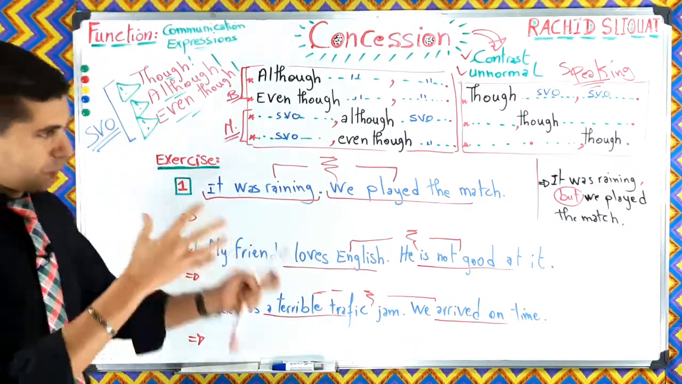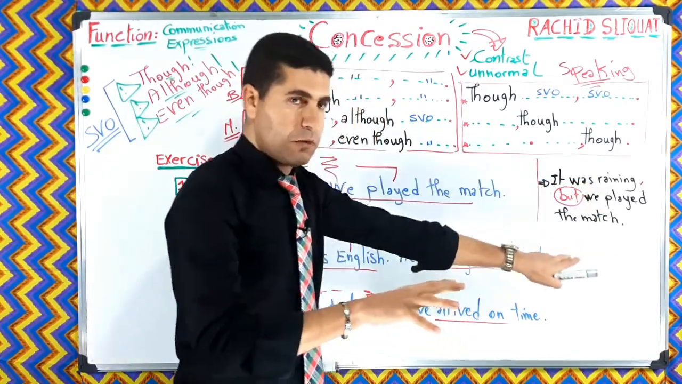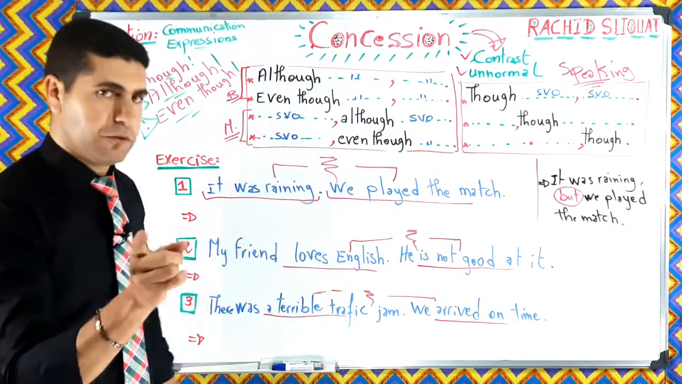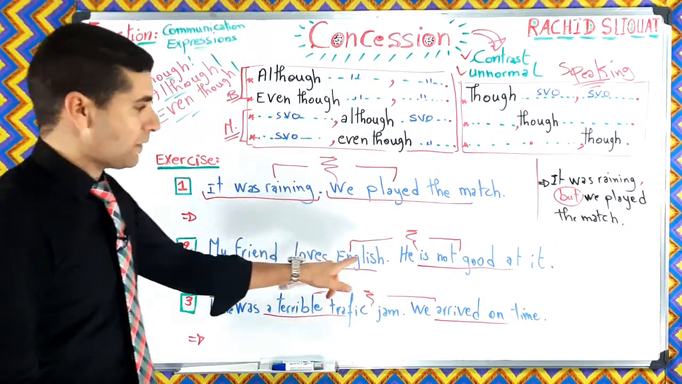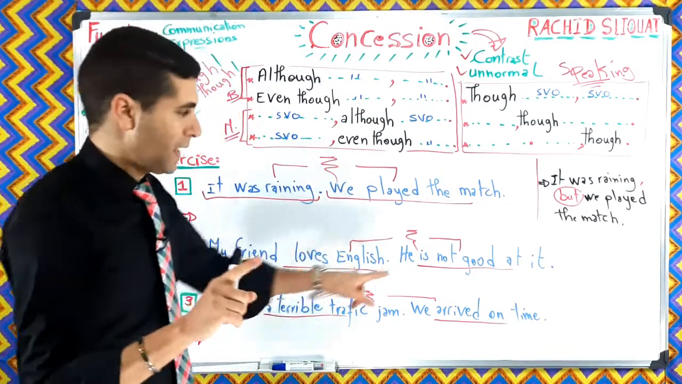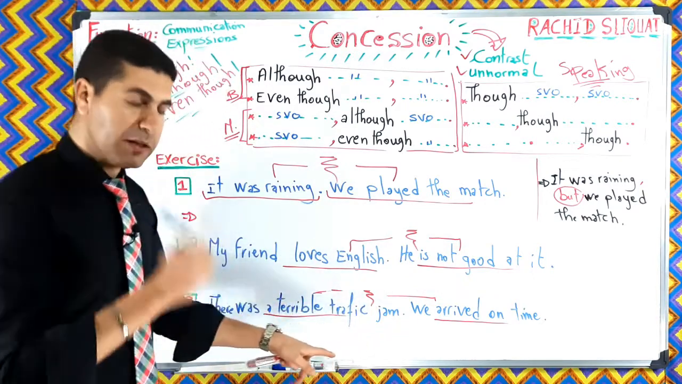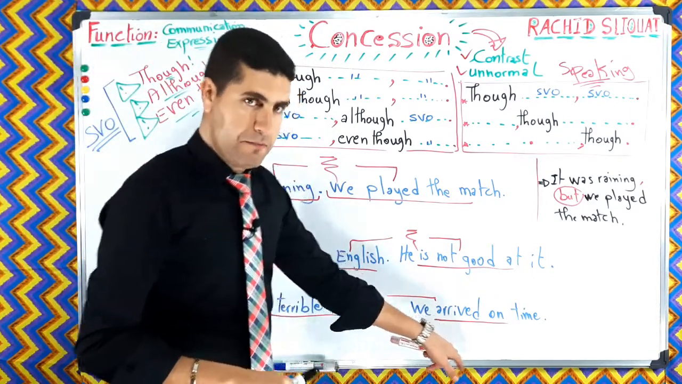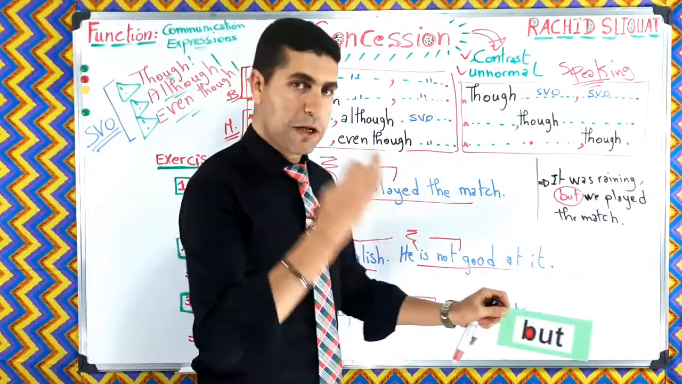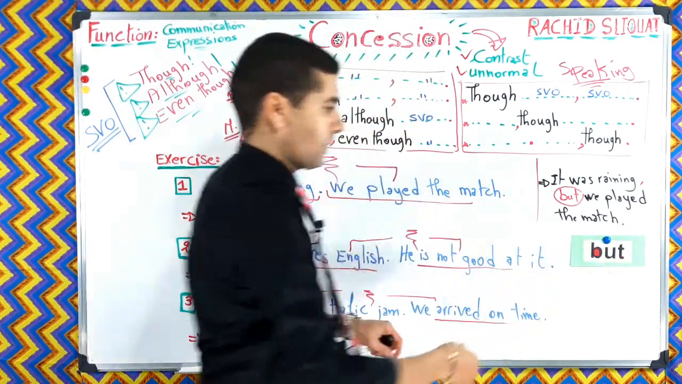Again, here we have contrast. There are opposites between situation number one and situation number two. Again, here we can say, my friend loves English, he is not good at it. We can say, my friend loves English, but he is not good at it, okay? Again, there was a terrible traffic jam, but we arrived on time. And as you can see, but is always in the middle of the sentence, okay?